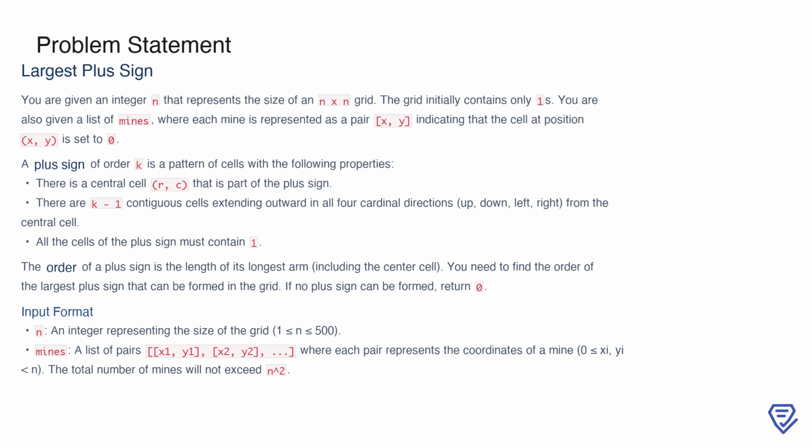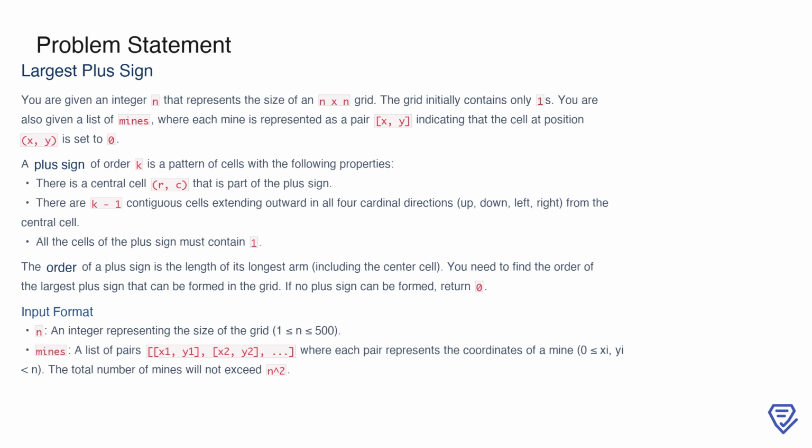What exactly is a plus sign? It's a pattern where there is a central cell, and from this center, there are arms of contiguous 1s extending outward in all four cardinal directions: up, down, left, and right. The length of each arm, including the center, determines the order of the plus sign.